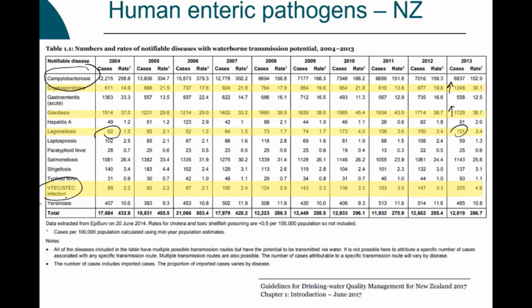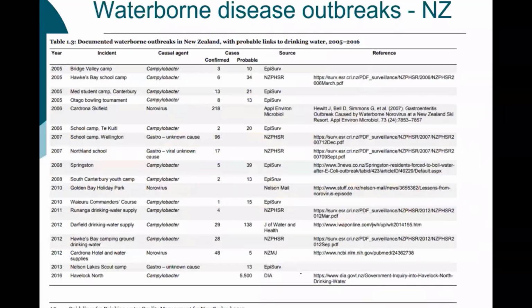And then lastly, you see VTEC and STEC. These are V for verotoxin and S for shigatoxin. These are from E. coli. So these are the E. coli strains, as I mentioned. O157 is one of them. And you see an increase in numbers there too. This is indicative of what we see across the world. It's the same thing in the US.